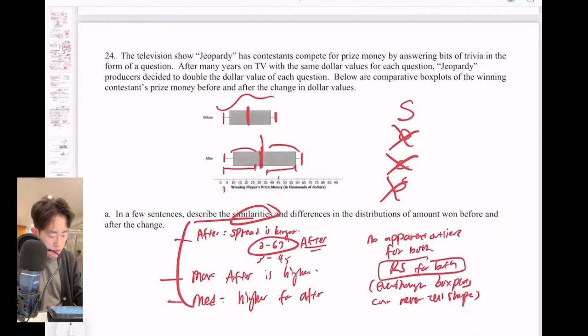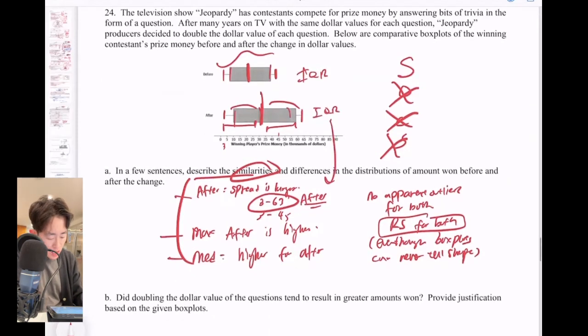And I believe that's pretty much it here. You can talk about the IQR too. The IQR is smaller here than the IQR on the after, but it's the same thing as talking about the spread anyway, so there's no point. Did doubling the dollar value of the question tend to result in greater amounts won?